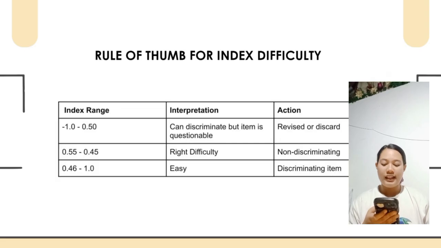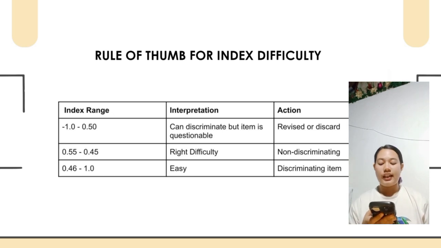On the other hand, if the index of discrimination is 1.0, then this means that all of the lower 25% failed to get the correct answer, while all of the upper 25% get the correct answer. This is a perfectly discriminating item and is the ideal item that should be included in the test.